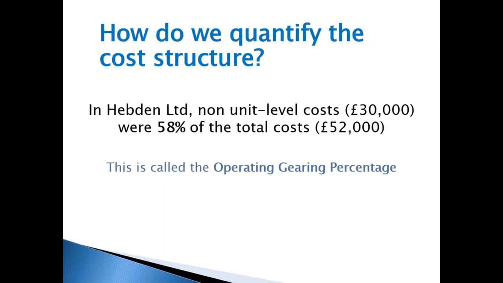We can quantify the cost structure. In the example we looked at before, the non-unit level costs were £30,000. The total was £52,000. So the non-unit level costs were 58% of the total costs. And this 58% is called the operating gearing percentage.